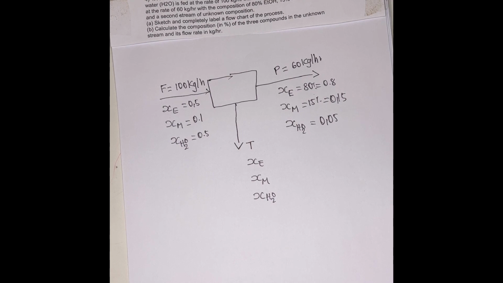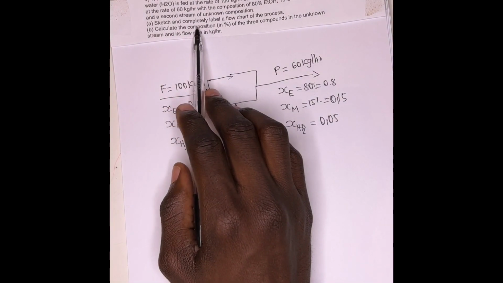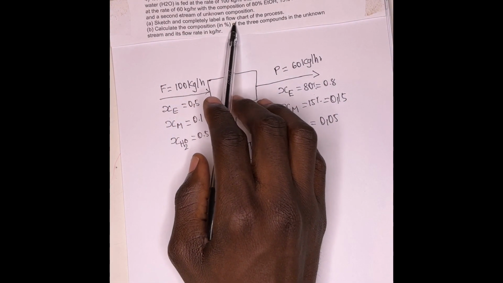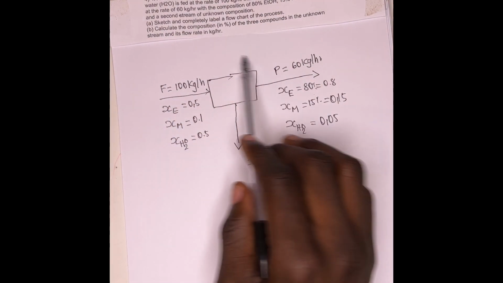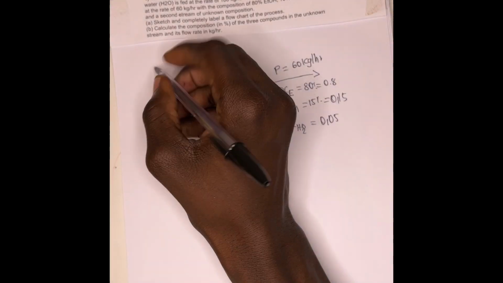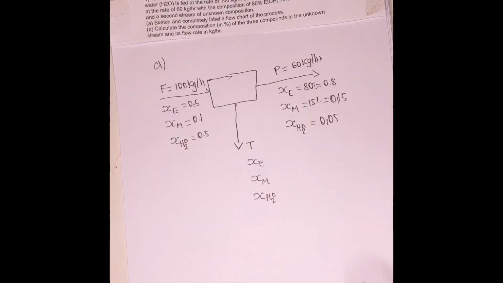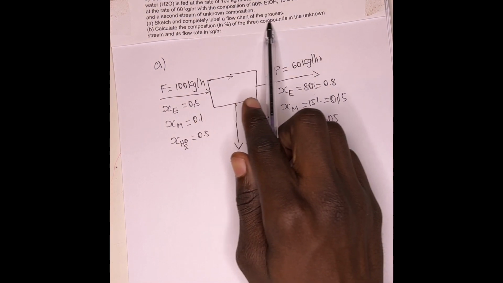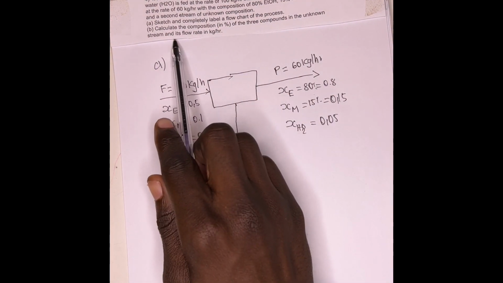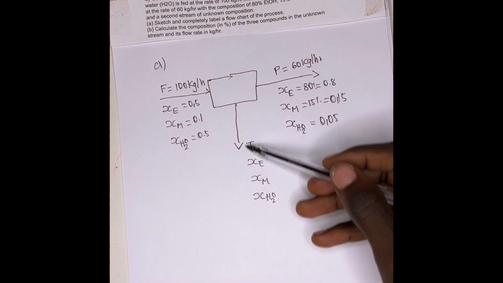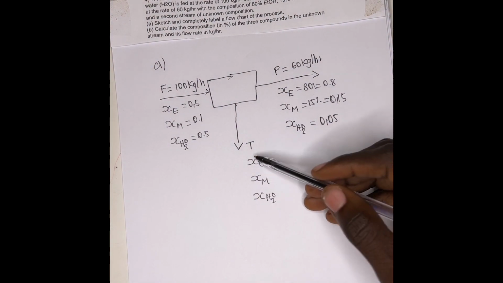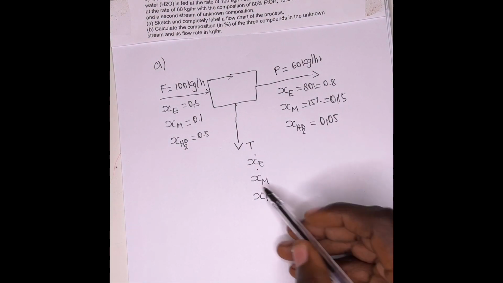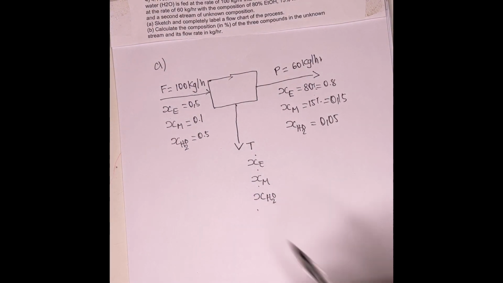So this is how you always have to think in this question. Question A was what? Question A: sketch completely the labeled flowchart of the process. This is exactly how we answer, so this is our A. And then question B: calculate the composition in percentage of the unknown stream and the flow rate. So they ask us to find everything: T, X for ethanol, X of methanol, and X of water.